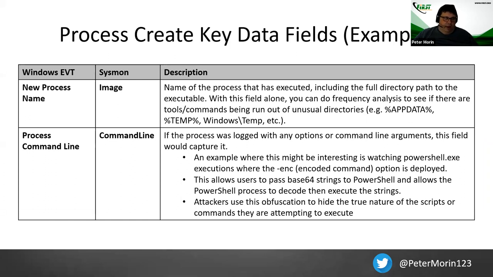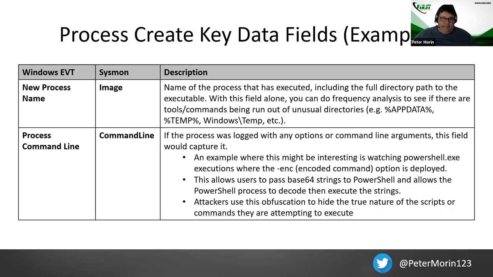I have also my process command line. So if the process was logged with any options or command line arguments, this field would capture it. So an example, if you're watching PowerShell, like I mentioned earlier in the presentation, and they're using the ENC or encoded command option, that might be a command line argument you really want to look for, because it's an indication that PowerShell may be being used for something other than legitimate purposes, because we typically are not encoding things in production.